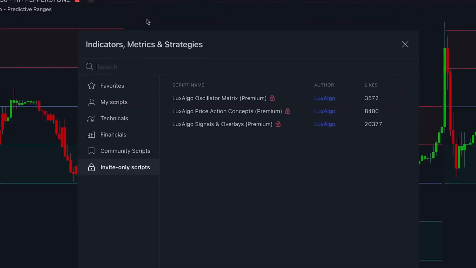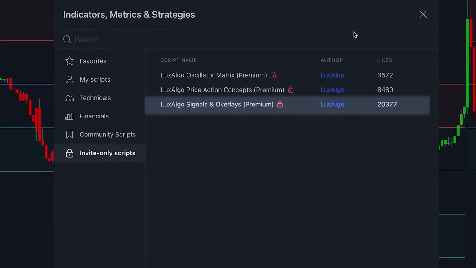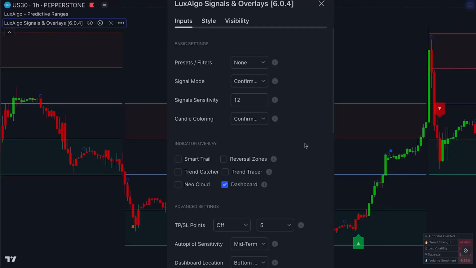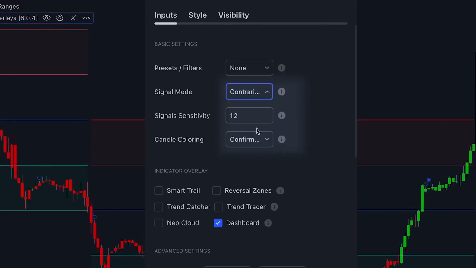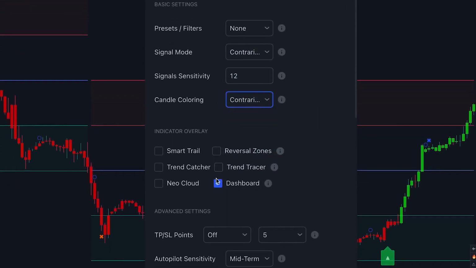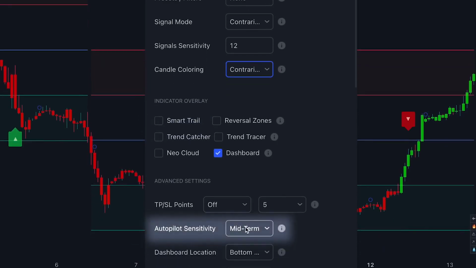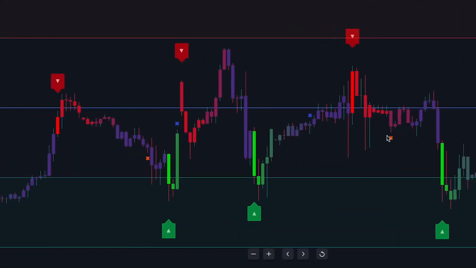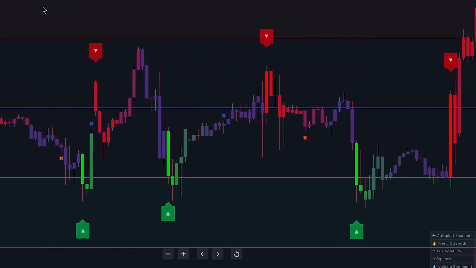For this strategy, we are going to reset the predictive ranges to its default settings. We will go ahead and add the Signals and Overlays indicator to the chart and adjust the settings. We want to change the signals mode to contrarian plus exits and change the candle coloring to contrarian gradient. Also disable Smart Trail and enable midterm autopilot. This strategy, while simpler, is far more powerful.